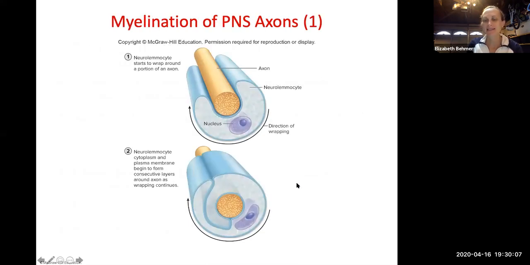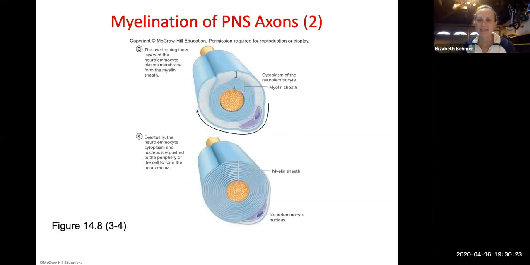This is the process of how the neurolemmocytes wrap the myelin around the axon. It starts to wrap around a portion of the axon, and then it begins to wrap consecutive layers, kind of like lollipop layers around the axon itself. And you can see how these myelin sheaths and these layers start to build up.